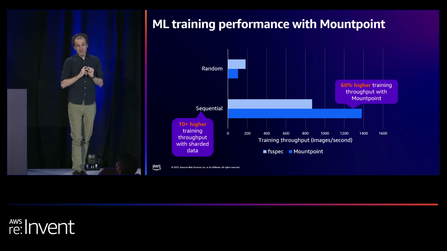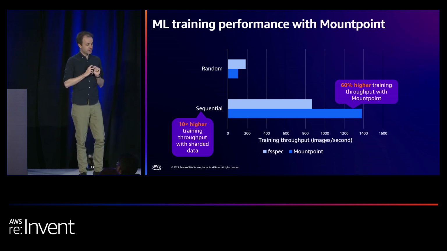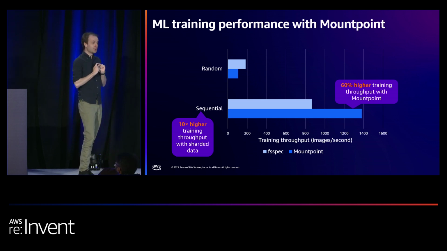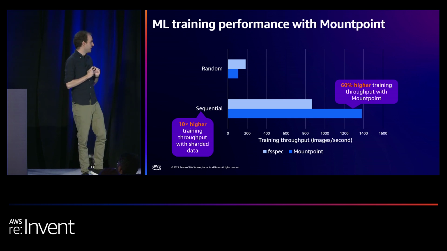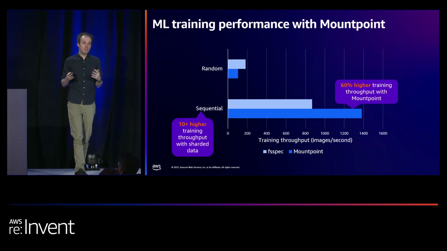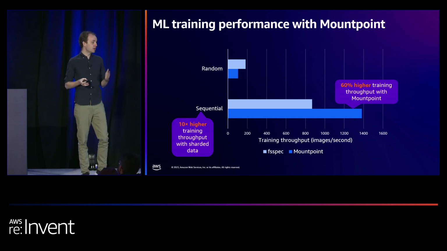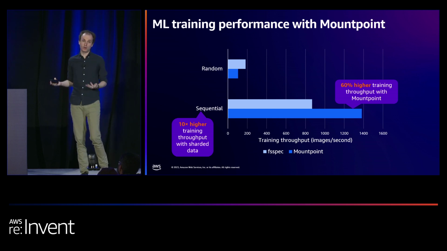The other thing you might notice on the slide, if you're paying close attention, is that in the random access case, Mountpoint's a little bit worse than FSspec. Don't worry, we're going to fix that in a couple of slides. But this is the big point one should take away from this: Mountpoint is a great way to get good performance in an ML training pipeline, hopefully with very little work on your part.